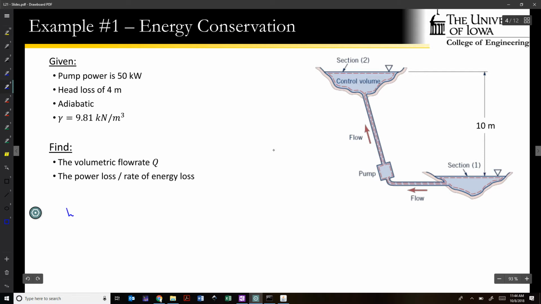So getting started on this, the first step is to pick the form of the energy equation that you're going to use. All right, so looking at these equations up here, which of those lends itself most easily to this particular problem?